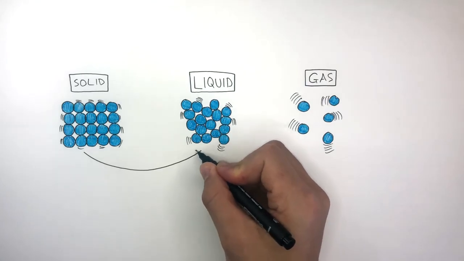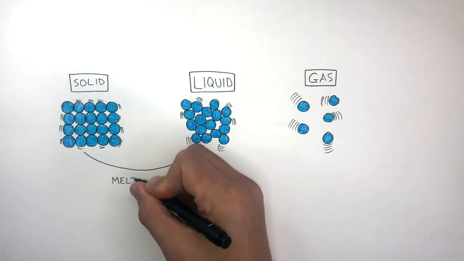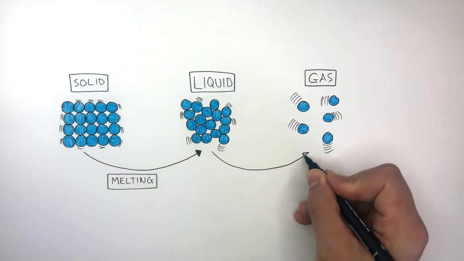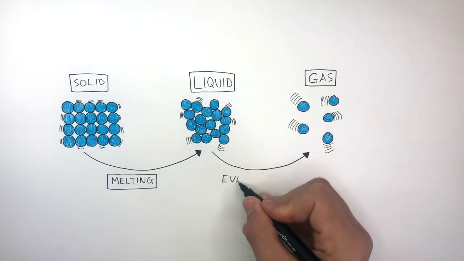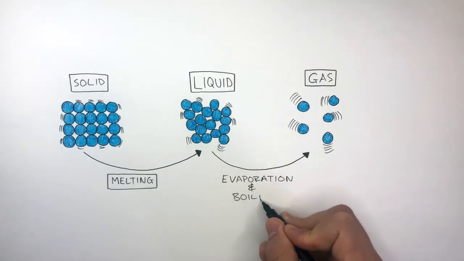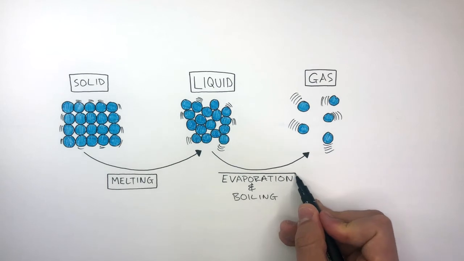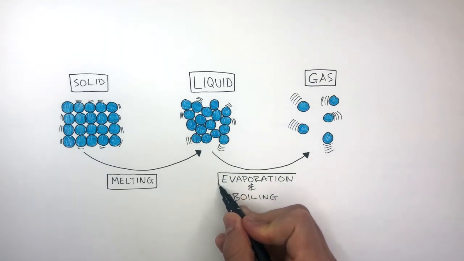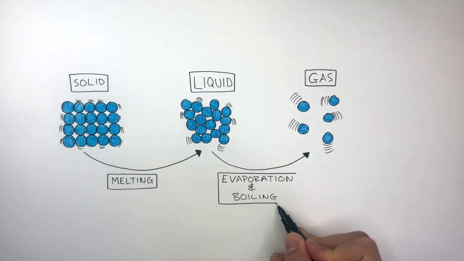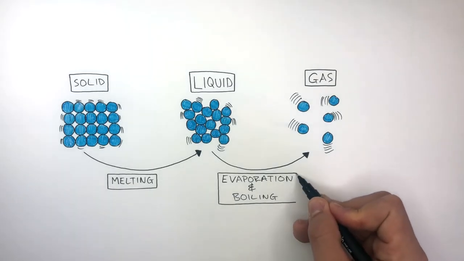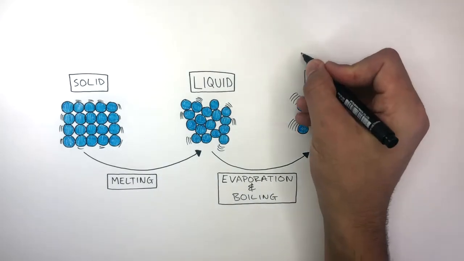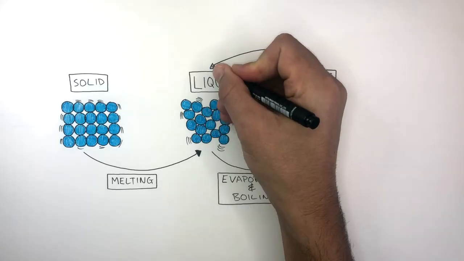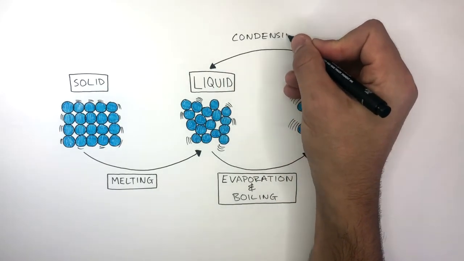When a solid changes into a liquid, this is called melting. When a liquid changes into a gas, this is called evaporation or boiling. Evaporation can take place at any temperature between the melting and boiling point, whereas boiling takes place at one specific temperature. When a gas changes into a liquid, this is called condensing.